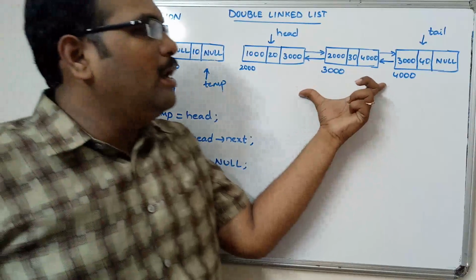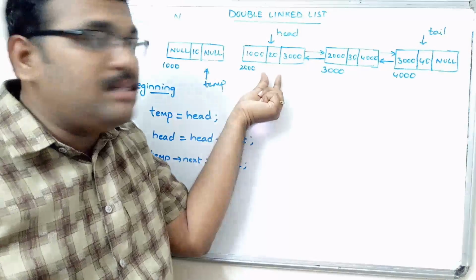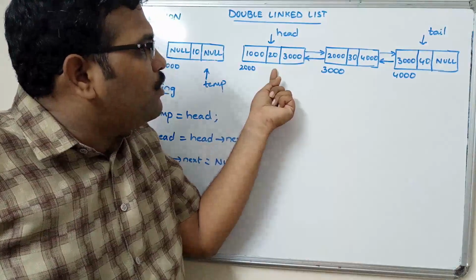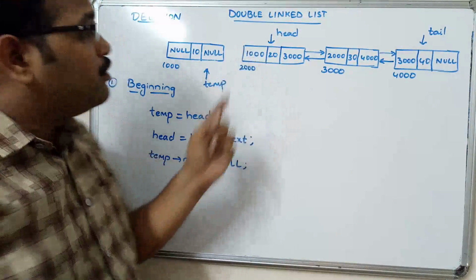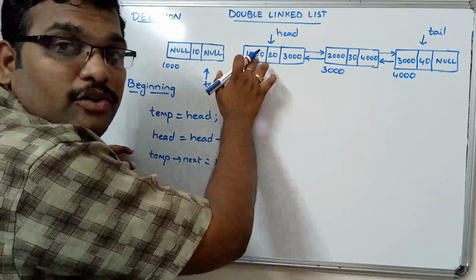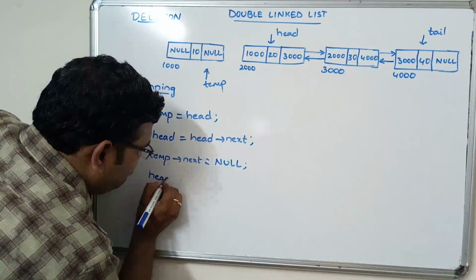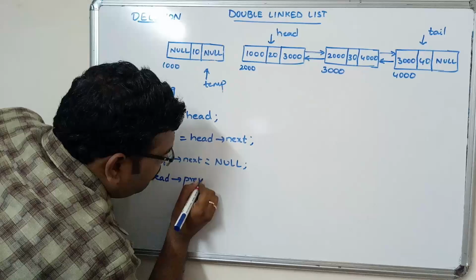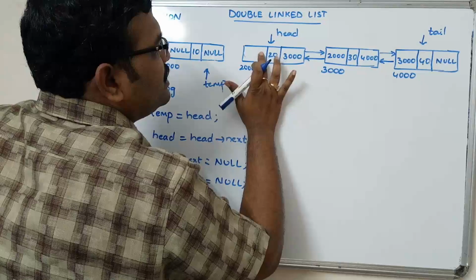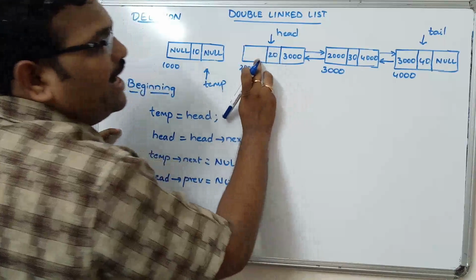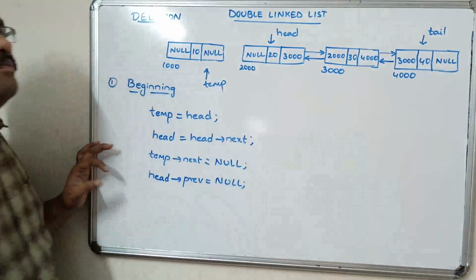So this is the double linked list with head pointing to the 20. But here the problem is, the previous field of the 20 node is holding the address of another node, right? So that's why this position also has to be set to null. So what is this position? Head of previous. Head of previous is equal to null. So 1000 will be replaced. Hope you understood. This is the head of previous, head of data, head of next. Here it is null. Okay.